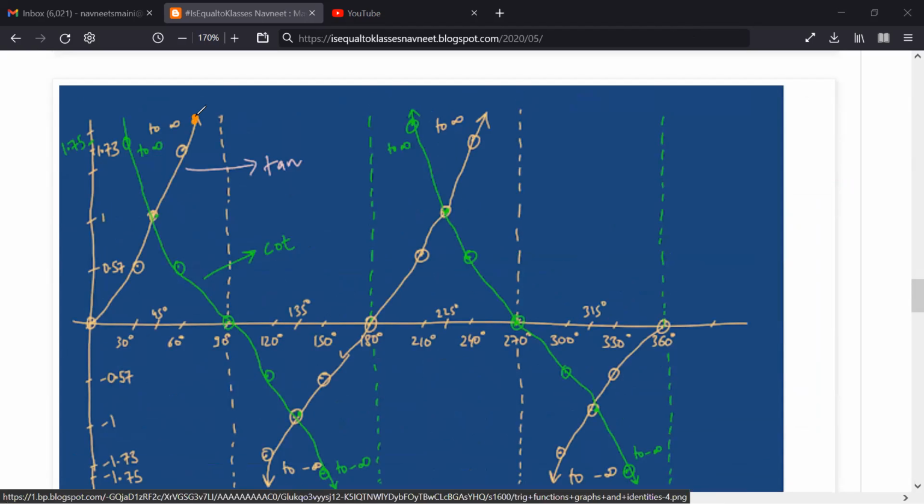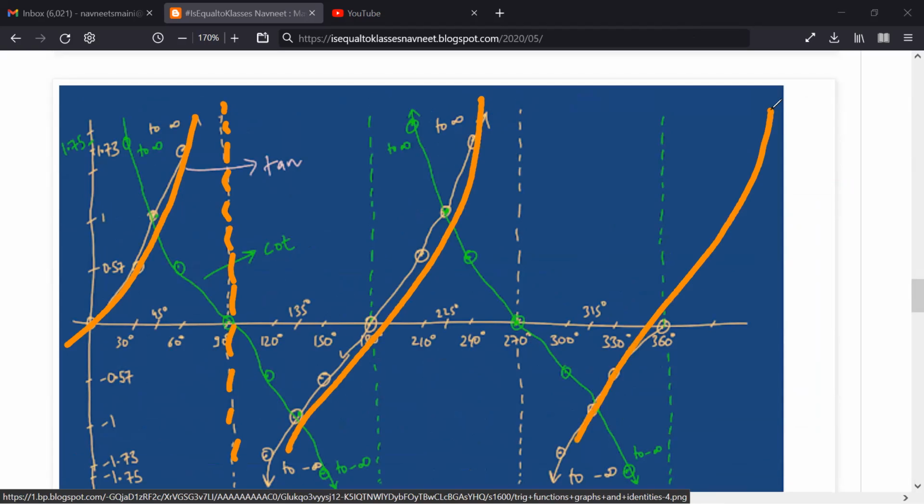Otherwise, another thing that we can do is, so this is the line where it goes to infinity. This is how, loosely, the graph of tan looks like. It looks like a rain shower. That rain is falling.